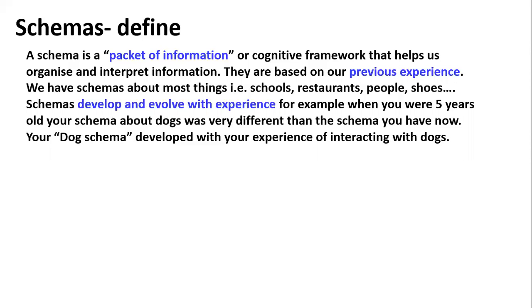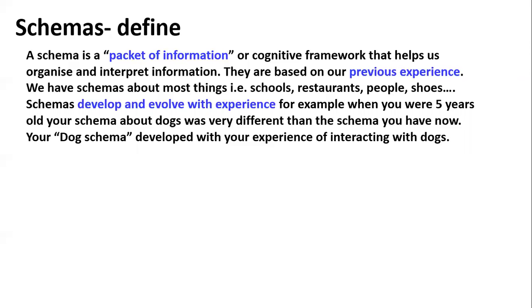The correct term, of course, is known as the cognitive framework. Now, this cognitive framework, or the schemas, they help us organize and interpret information. They are based on our previous experiences. So everything that we've experienced and learned about a certain stimulus will have a schema created for it. For example, how to behave at school.